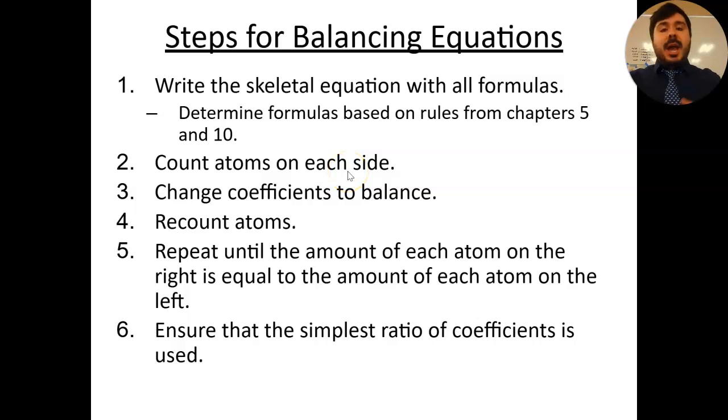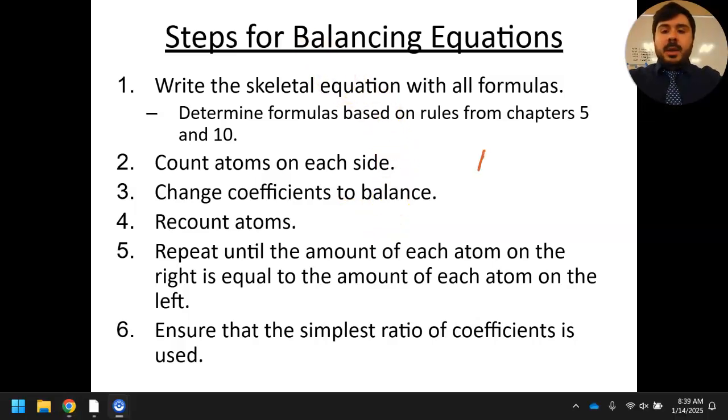Step 2, count the number of atoms on each side. When I say each side, we use the arrow to differentiate our reactants on the one side versus our products on the other. Number 3, change the coefficients to balance. We learned very recently what a coefficient is: it's the number out in front.